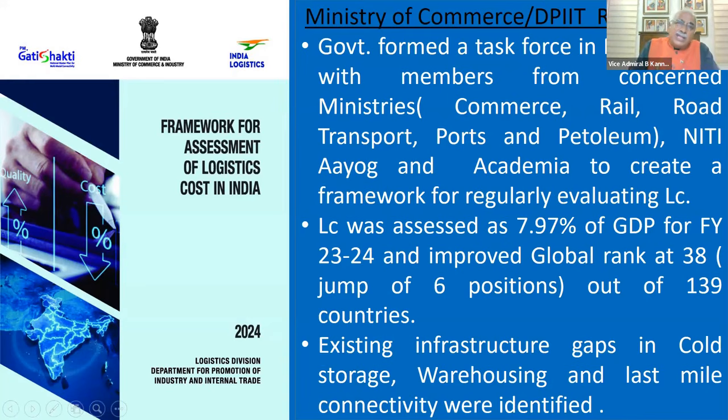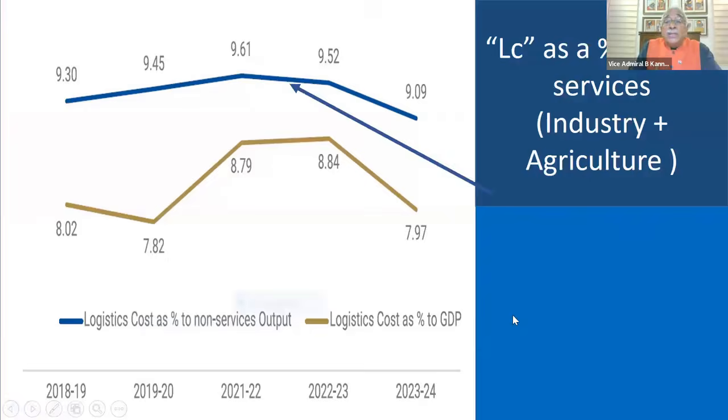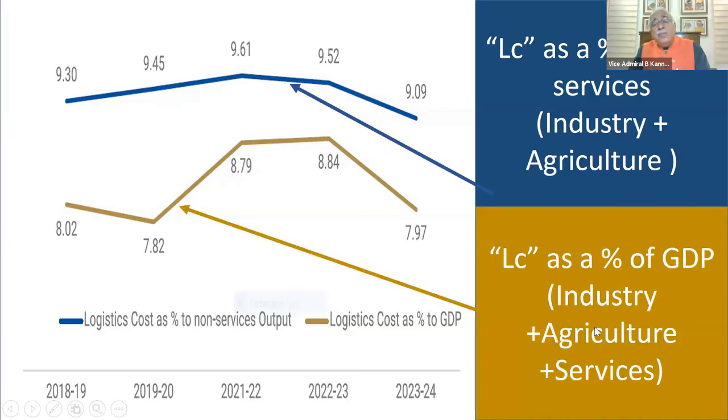And of course, last mile has to be anyway by truck, right? So I'm just going to show two examples. You can take LC, logistic cost, as a percentage of industrial output plus agriculture without services. That is one way of looking at it. So it is around 9% something. You can also see it as industry plus agriculture plus services, which is actually GDP. And this is how our logistic cost has changed during the period 2018 to 2024.